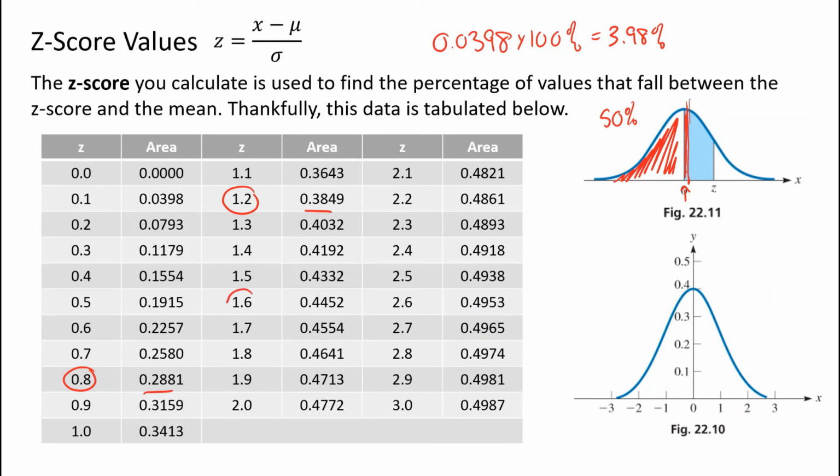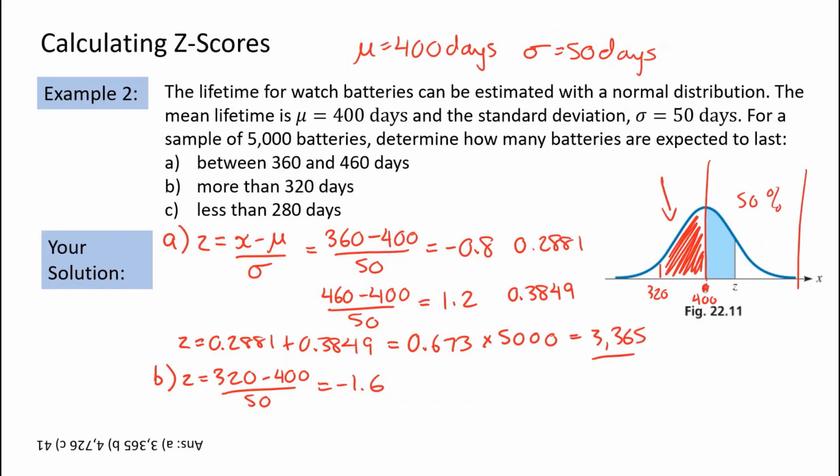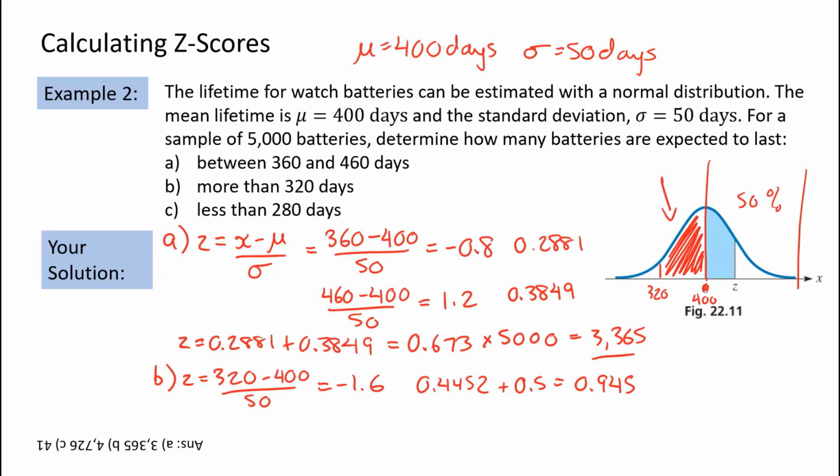Going back to our chart here for 1.6, again, it doesn't matter if it's positive or negative, we get 0.4452. So going to this question here, that means we have 0.4452, and we add the 50% from the other side, which converting to a decimal is 0.5. Adding those up gives you 0.9452, or almost 95% of the batteries should last more than 320 days. If we multiply that by 5,000 batteries, because there's 5,000 in our sample, it means that 4,726 batteries should last more than 320 days.